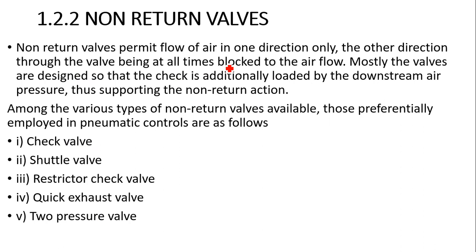Now here comes the non-return valve. We talked about the tanks where the compressed air is held, and those are nothing but non-return valves. Reciprocating pumps and reciprocating compressors also have this non-return valve, which allows flow only in one direction. Okay, it doesn't allow the flow in reverse direction. So check valve, shuttle valve, restrictor check valve, quick exhaust valve, and two pressure valve.